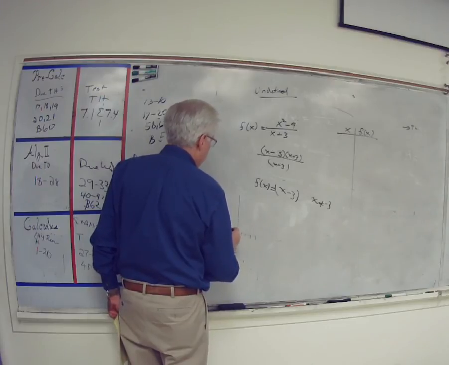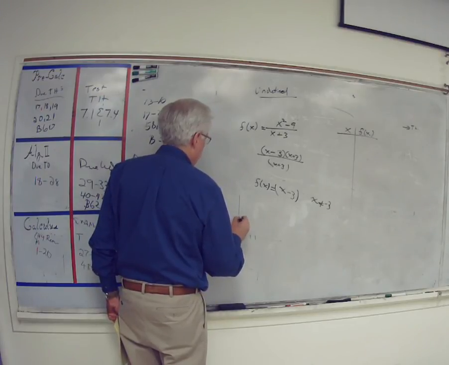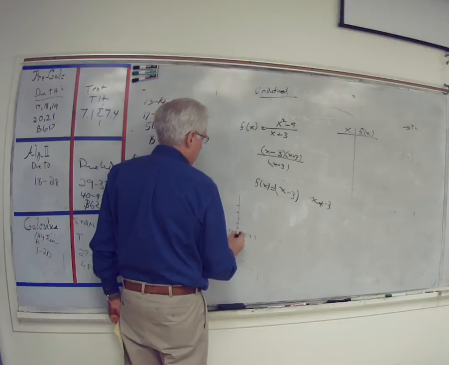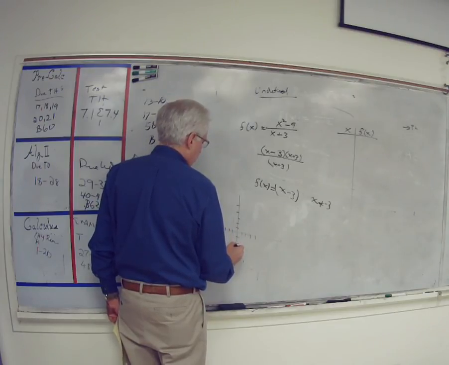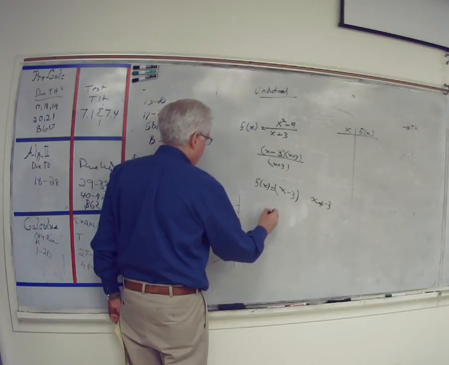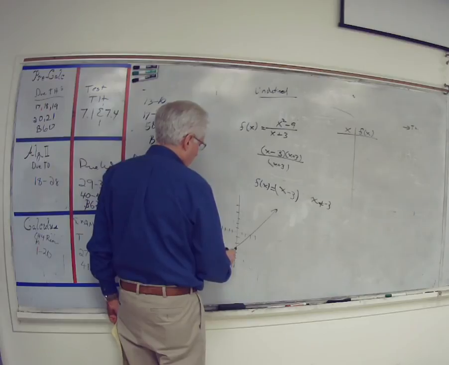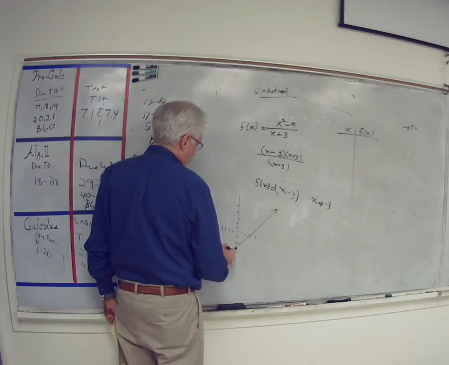So that means then the graph is going to be basically a what, Mario? A line. Okay. The intercept is negative 3. And the slope is 1. Okay, so it's going to be like that, right? And then I got to put the hole where? x equals negative 3. Like that.